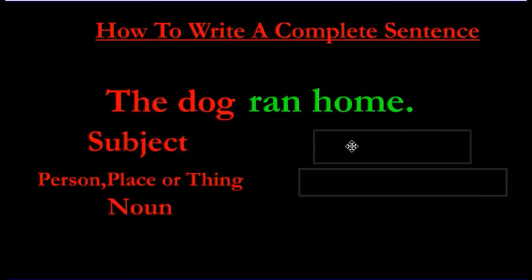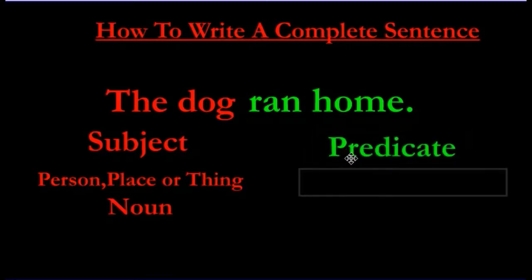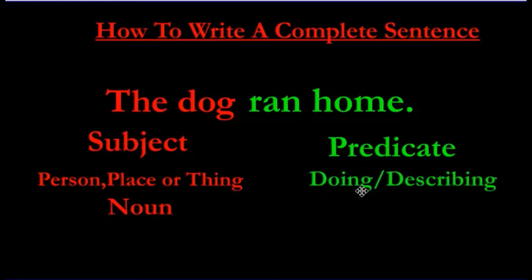Now you have to not just stop at the subject. You have to tell me something about the subject. We call that a predicate. Everyone say predicate. Say it a few times. Predicate, predicate, predicate. Okay, it's a new word that you haven't heard before. And what it means is when you describe or tell me what that noun is doing. So here we have a subject, the dog. You tell me it's running home. Now it's a complete sentence. It's got a subject. It's got a predicate. It's a complete sentence.